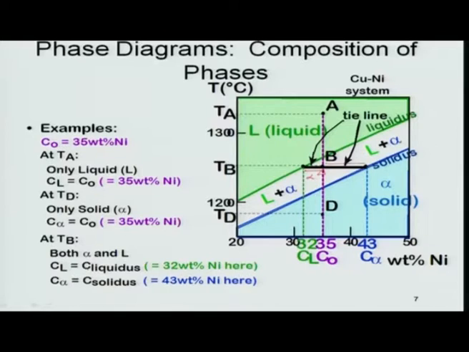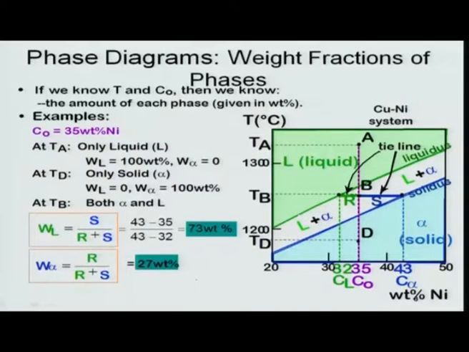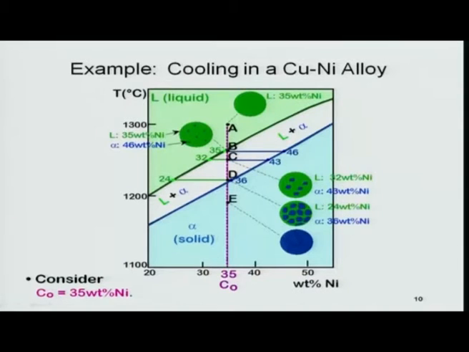So if you use the lever rule, you can calculate the volume fraction of the phases very easily. That is given here. The volume fraction of the solid is given by R divided by R plus S, which is 27%, and the volume fraction of the liquid is given by S divided by R plus S, which is equal to 73%. So these are the basic things you need to know when you want to discuss the solidification of alloys. Let me just go ahead.